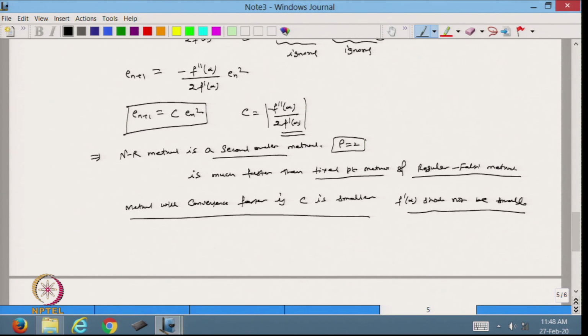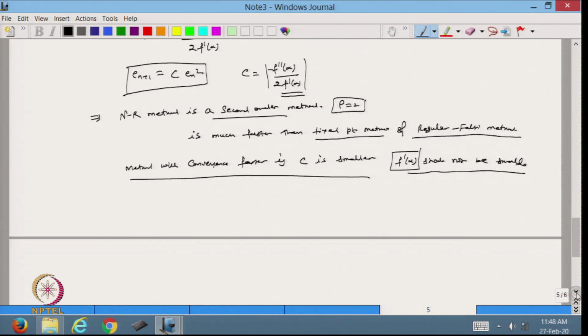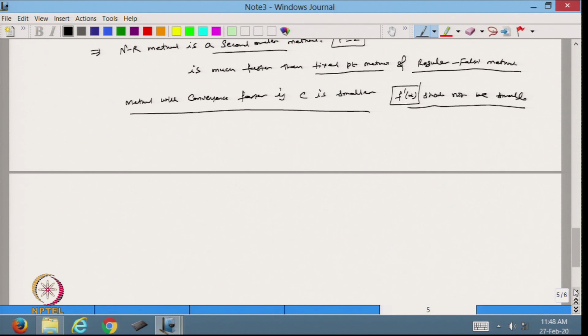So, in that case my method, the Newton-Raphson method, may not converge, and if it does converge, then the rate of convergence is not much faster, because the C will be very large. So, in both cases we have to rely upon the f dash alpha. So, this is all about the Newton-Raphson method.